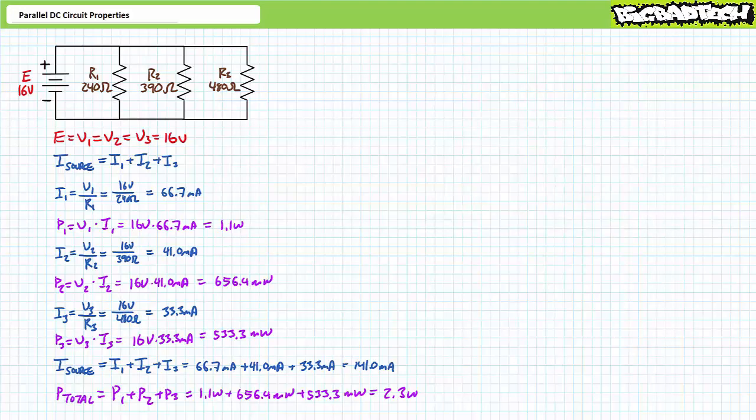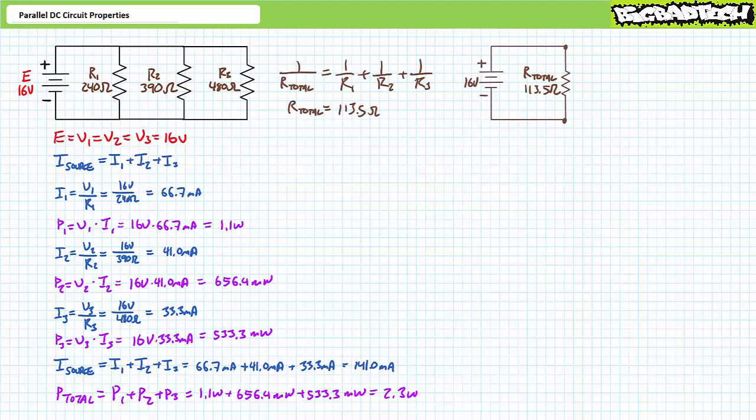Let's check our work. The total resistance of these three parallel resistors equals roughly 113.5 ohms. Using this simplification, an application of Ohm's law confirms source current to be roughly 141 milliamperes. Total power equals supply voltage times source current. Substituting in our given values demonstrates that total power does indeed equal roughly 2.3 watts. I've got a reasonable degree of confidence our answers are correct.